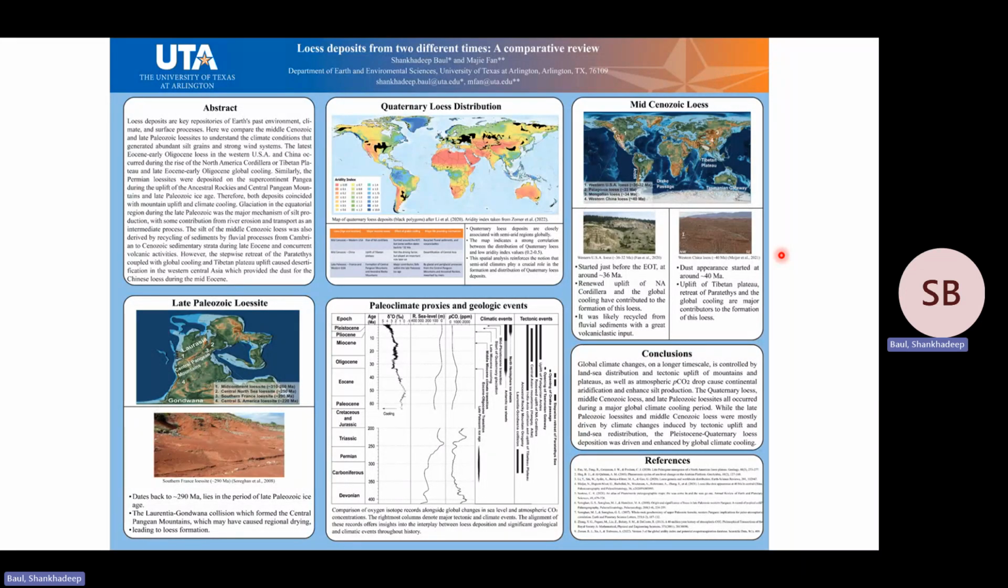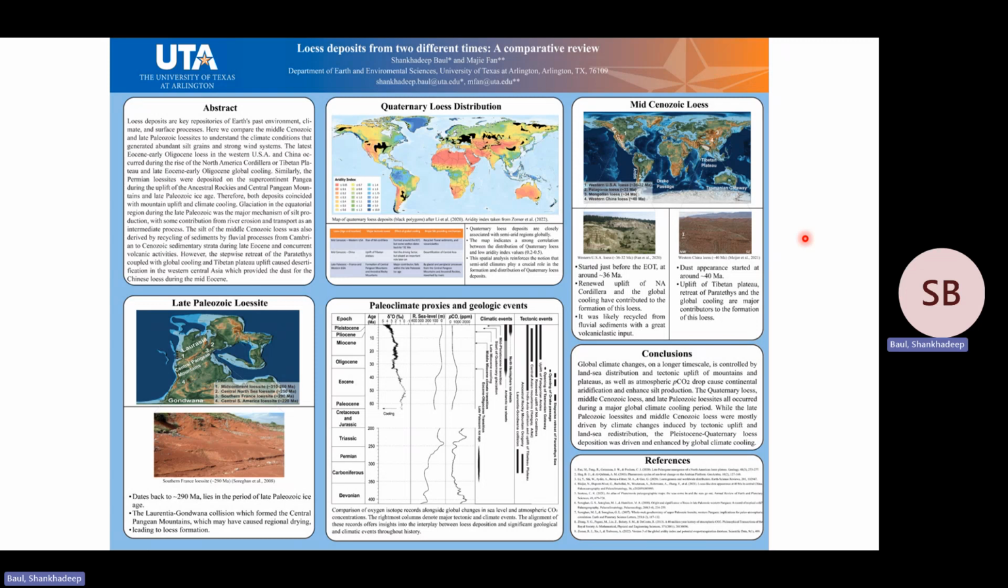My research is focused on mid-Cenozoic loess deposits of the Western United States. Here I present a brief comparison between the mid-Cenozoic loess and the late Paleozoic loessites to understand the climate conditions that generated abundant silt grains and strong wind systems.